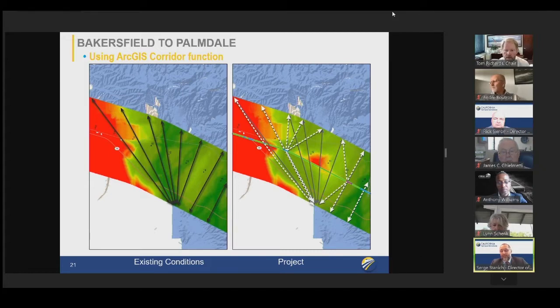However, when we add our project and we have an area of embankment, you see how wildlife are then forced to move around that embankment. And we have a hotspot, a newly identified red area that's identified as a hotspot that increases the energy cost as wildlife has to move around it. Can we go to the next slide, please?